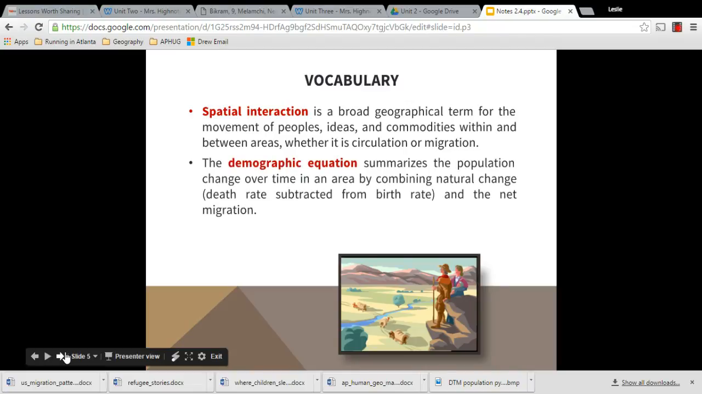The demographic equation summarizes the population change over time in an area by combining natural change, and natural change is going to include death rate subtracted from birth rate, and the net migration. So again, the demographic equation takes natural change and combines that with net migration. Net migration is the difference between immigration and emigration. So there's emigration with an E and immigration with an I.